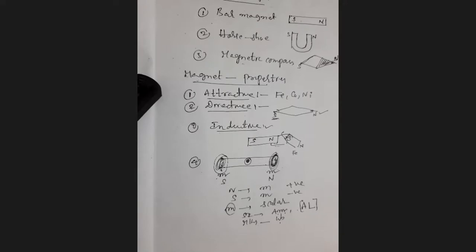The second, area of cross section. The third one, the state of magnetization. These three things will decide the magnetic pole strength: one is nature of the material, the second one, state of magnetization, the third one, area of cross section.